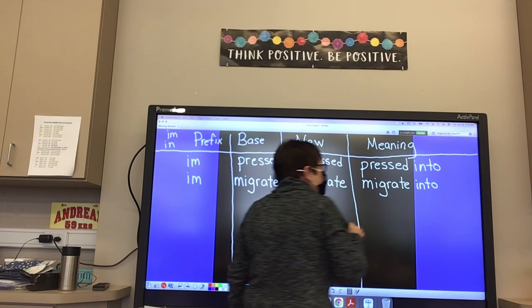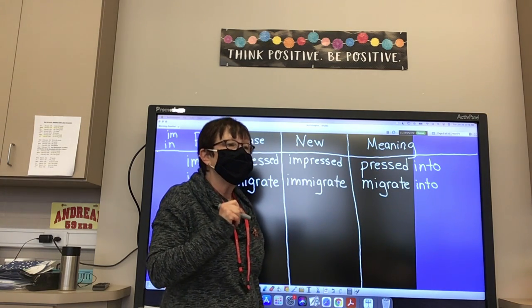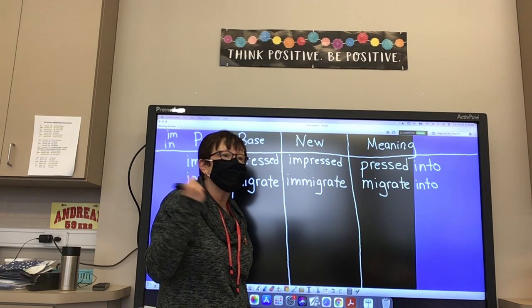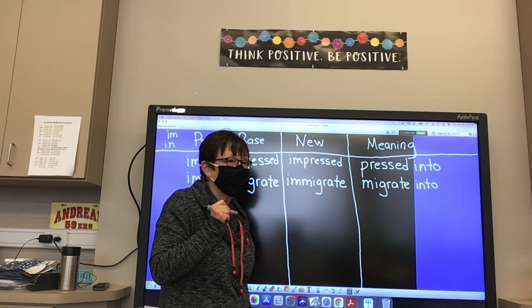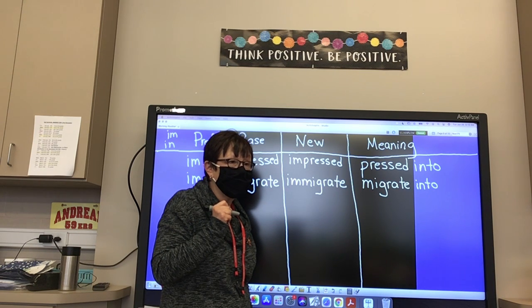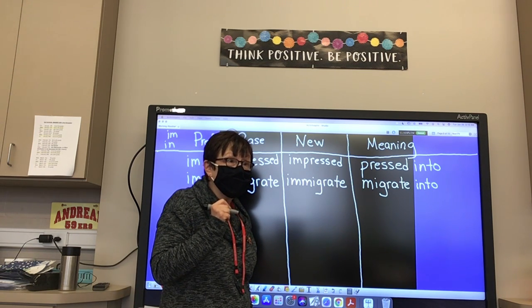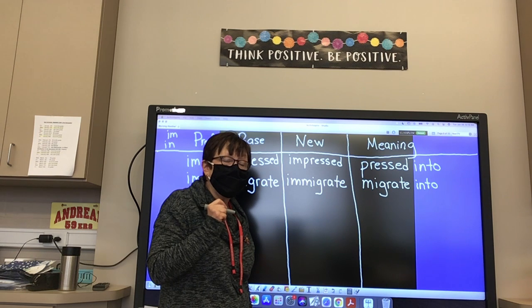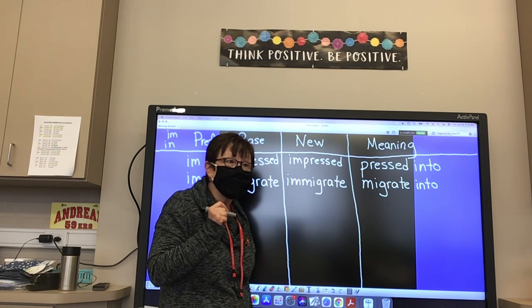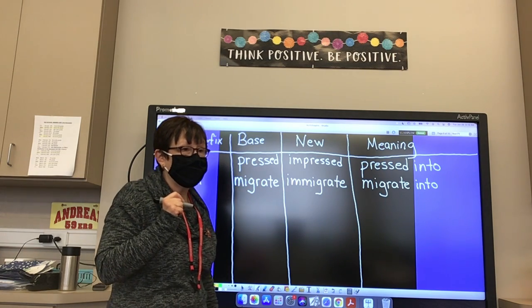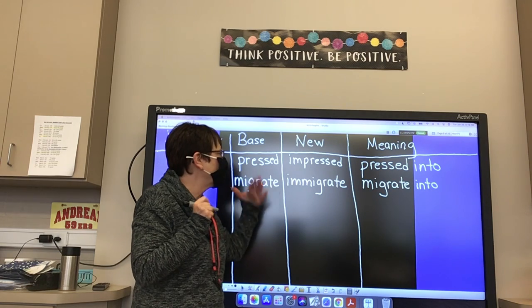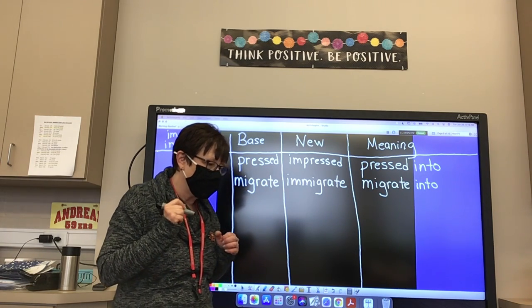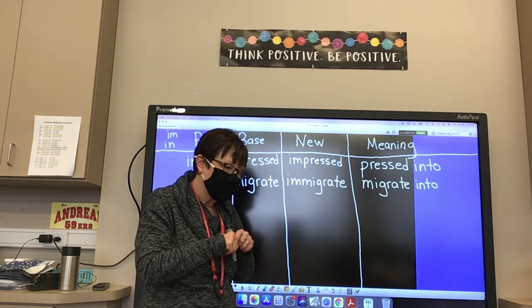Migrate into. So when you immigrate, you leave one country and you go to another country to live. Like the immigrants who came. Remember when we were talking about the Statue of Liberty, and they were talking about the people who left their country and they saw the Statue of Liberty? Do you remember that? That's what we were talking about. They were migrating, they were immigrating. Okay, that's where that comes from.